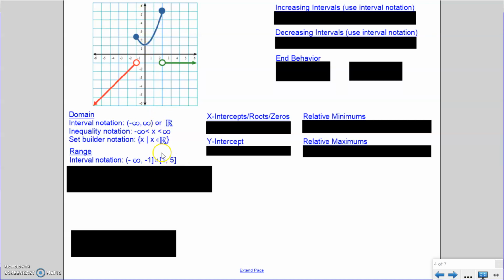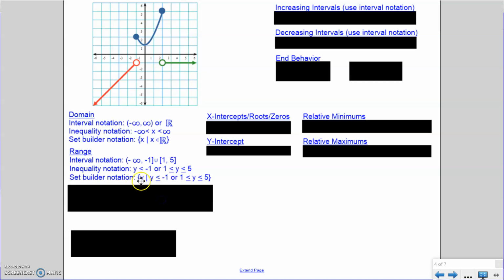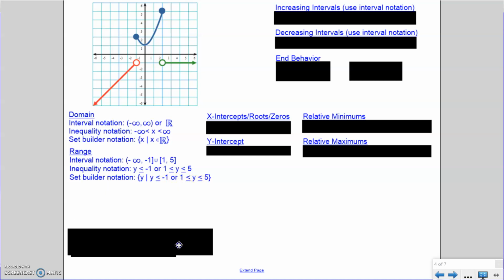Remember, if there's a gap, you have to use a union. That's or. So it's kind of like with. Inequality, you could say -infinity less than y less than or equal to -1. That's kind of weird, so you just say y is less than or equal to -1 because it takes care of the -infinity part. And then when you say union, this is or. Then here it's between 1 and 5, both closed. So y is between 1 and 5, both closed. Here's set builder notation: the set of all y such that y is less than or equal to -1, or y is between 1 and 5, both closed.